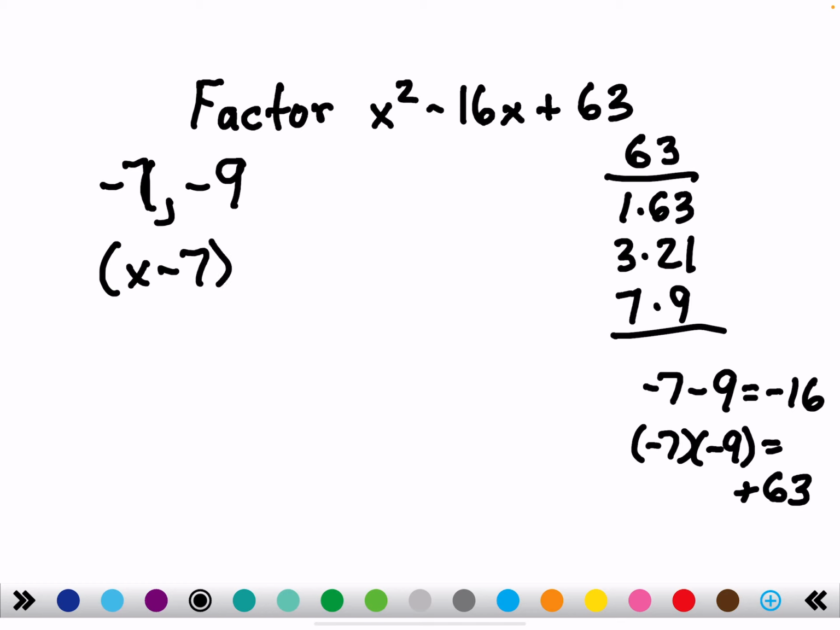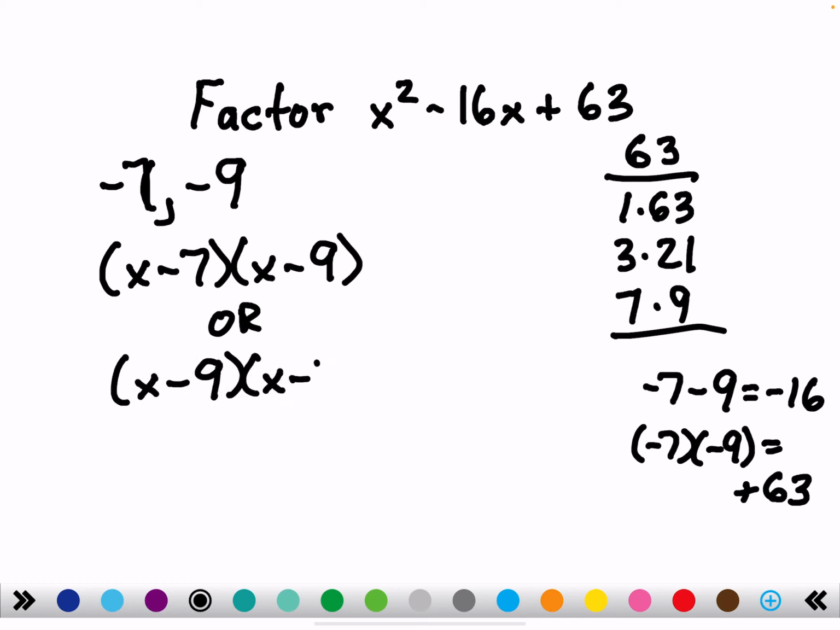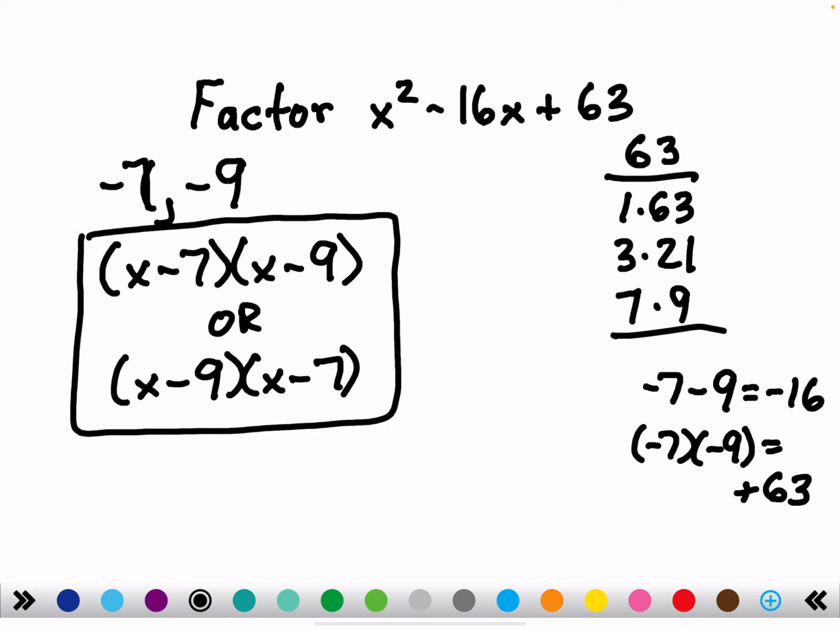And we can write that answer as x minus 7 times x minus 9, or x minus 9 times x minus 7. Both of these answers are equally correct.